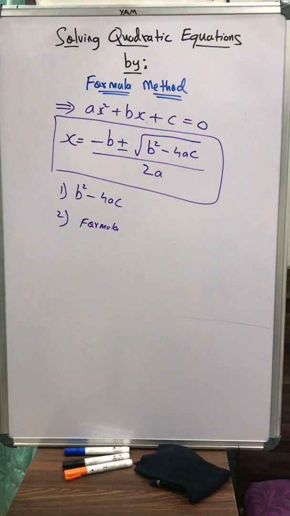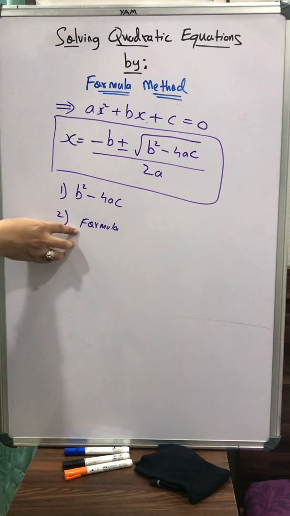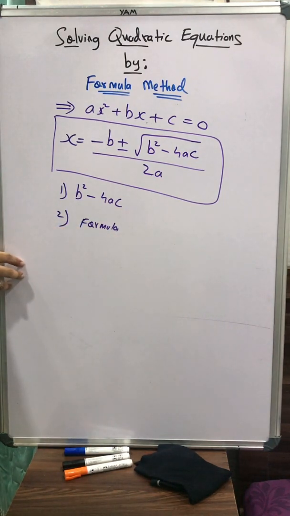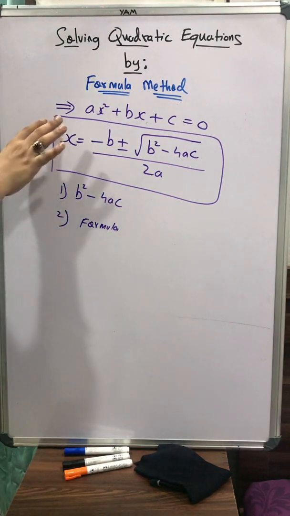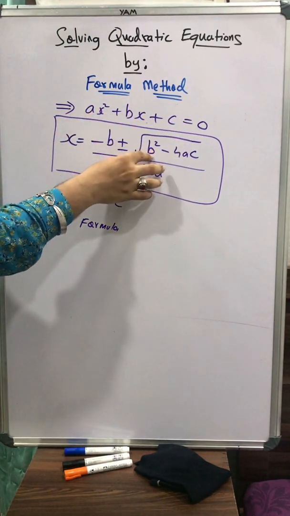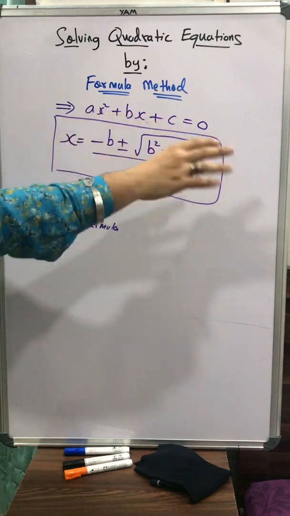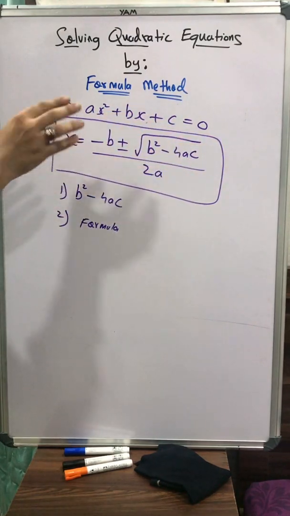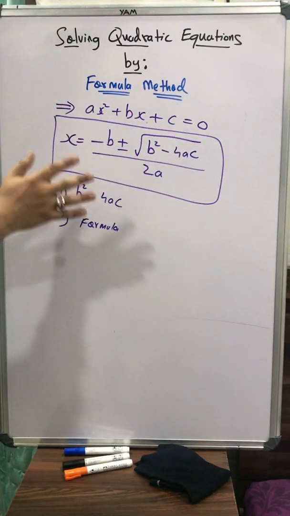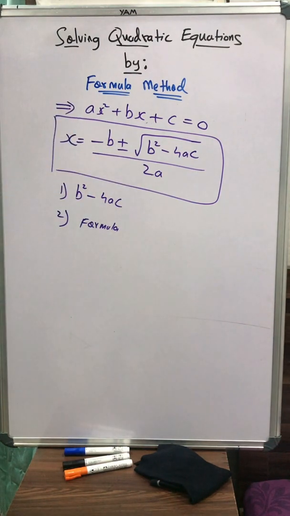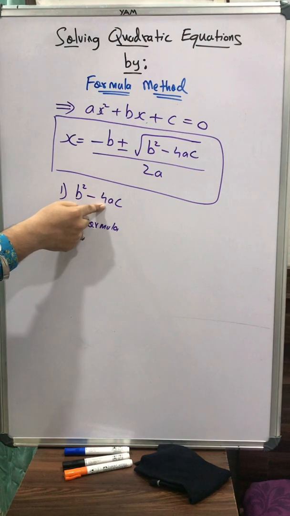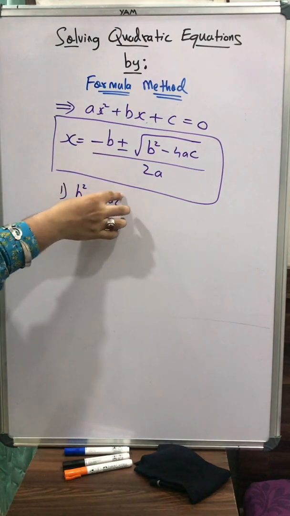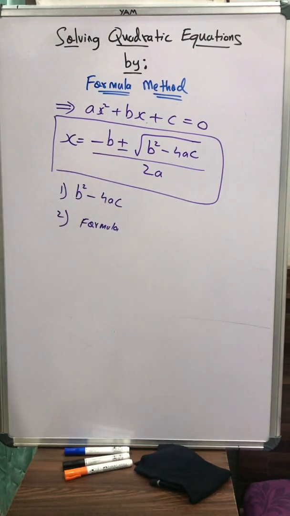You can ask me, sir, is it not possible to directly apply the formula? Yeah, it's possible, but it may happen that if you start directly and substitute the value of b square, it's a long calculation, and if you get anything wrong anywhere, then the entire answer will be incorrect. But if you first find the value of b square minus 4ac, you will get some marks for finding this value.